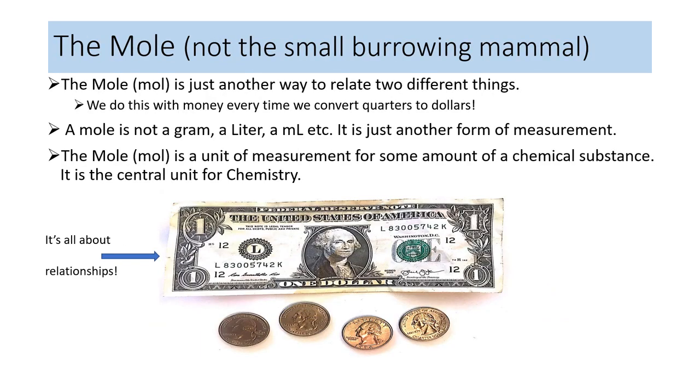The mole, not the small burrowing mammal, it is a unit of measurement. It's just another way we have to relate two completely different things. We do this with money all the time. If I wanted to talk about a Japanese yen and its relationship to a US dollar, there's no direct correlation. But we do have ways to convert between them that allows us to relate them together.